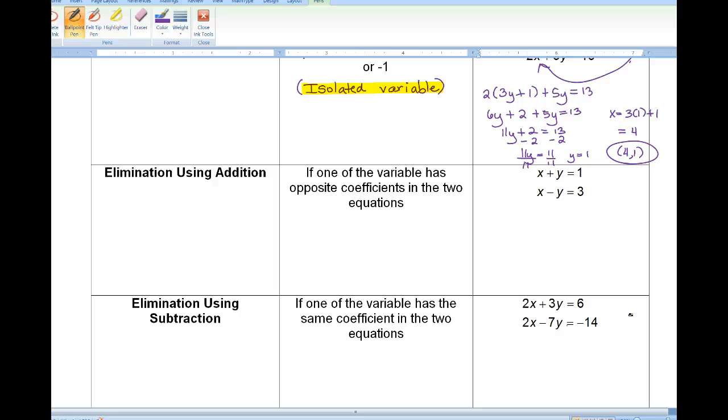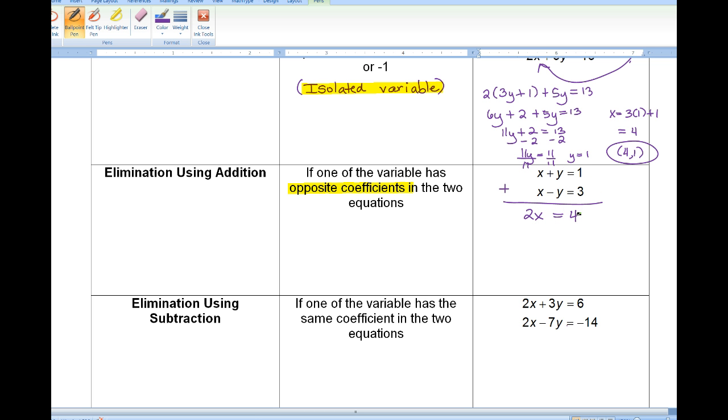Usually students like the next one the best, when you just have to add them together or subtract them and one of the variables is eliminated. I personally like elimination because it's when they have opposite coefficients. Like for example, y and negative y, or 2y and a minus 2y, or 3x and a negative 3x. All you have to do is add them together, and we get 2x equals 4, right? The y's cancel.